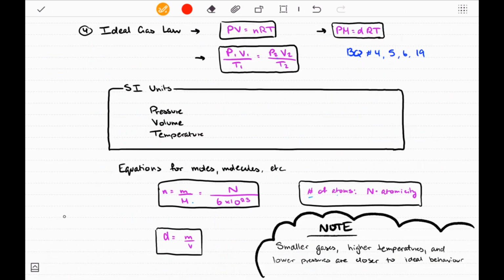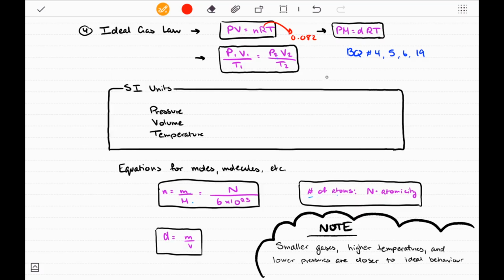The next equation is the one which links all of these together. It's the ideal gas law, PV is equal to nRT. You know the units for all of these. R is the universal gas constant, which is 0.082. And another way to rewrite this law is P1V1 over T1 is P2V2 over T2.